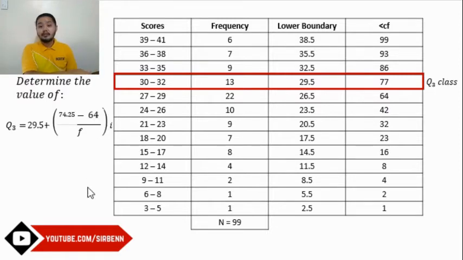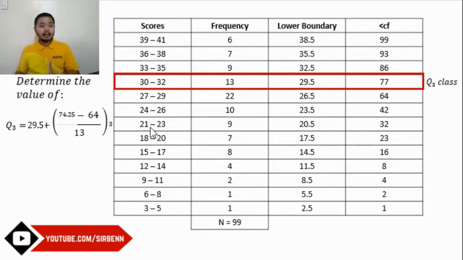Next, yung frequency na mismong class natin. In that case, that is 13. Tapos yung interval natin is 3. So kung makikita nyo naman, 39 minus 36, 3. 36 minus 33, 3. 33 minus 30, 3.